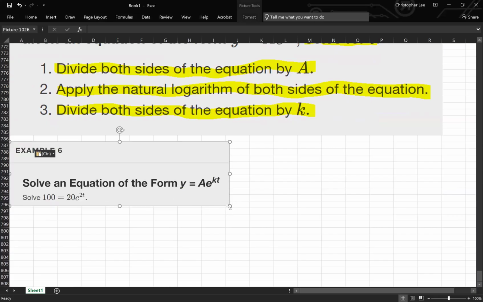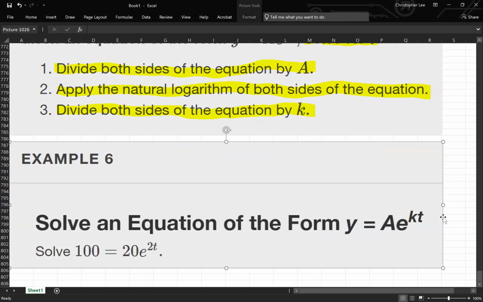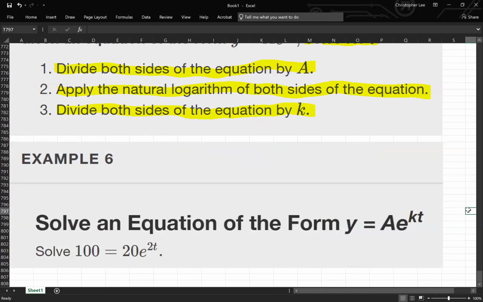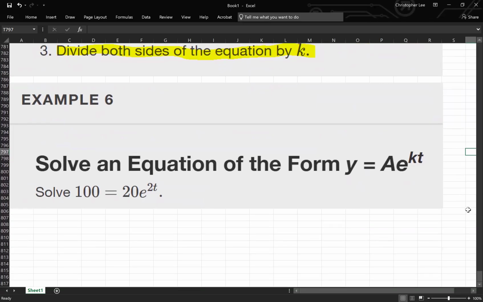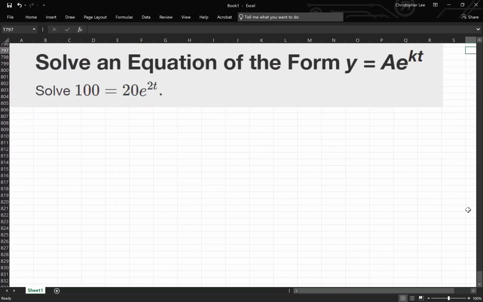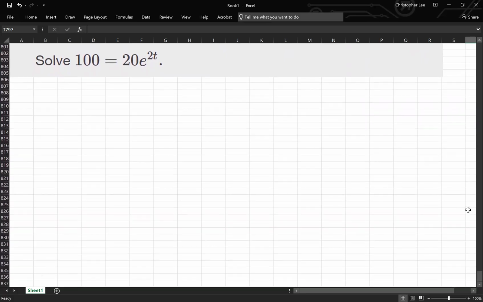So let's say I want to solve this equation of the form y equals ae to the kt. I want to solve 100 is equal to 20 times e to the 2t power. So long story short, I'm trying to solve for t. Easy.